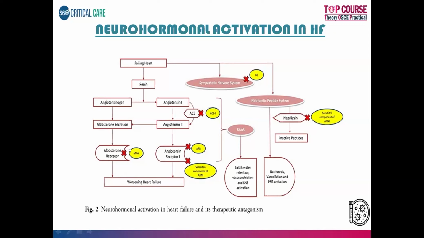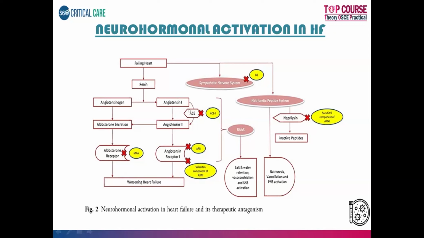angiotensin and the aldosterone. So where do these ACE inhibitors act? Basically, they stop conversion of angiotensin 1 to angiotensin 2. That is where the ACE inhibitors act. Where do the ARBs act? They act on the angiotensin receptor 1. They block these receptors. Okay.